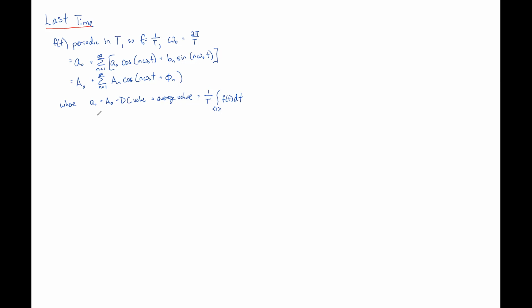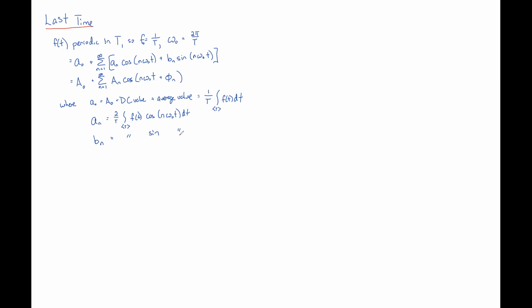But then to find out the interesting things, your a sub n's, that's your cosine portion, right? That's equal to 2 over your time period, integral over any time period of f of t cosine n omega naught t dt. And similarly, your b sub n is equal to the exact same thing over here, just using sines. And everything else is the exact same.